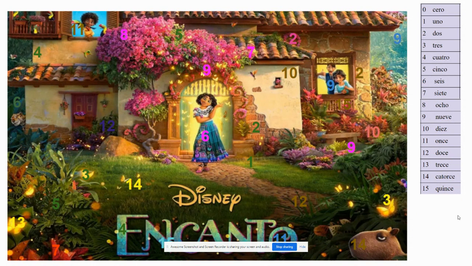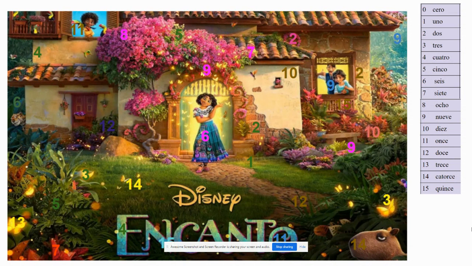¿Dónde está número 15? 15. So we hear say, so we know we're in the say group. 15. ¿Dónde está 15? Did everybody find it? Right, here's one. Down here in the Encanto word.